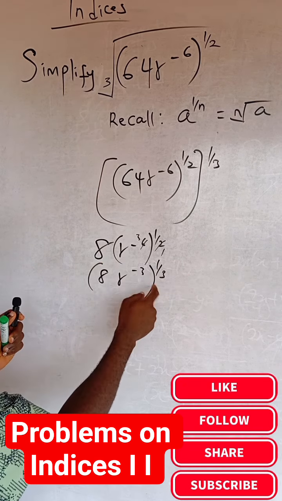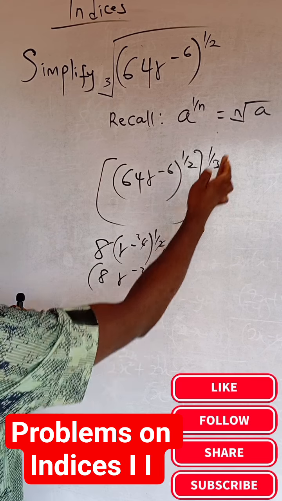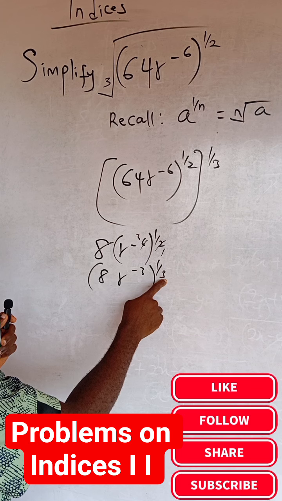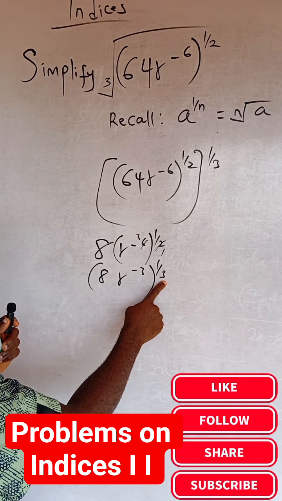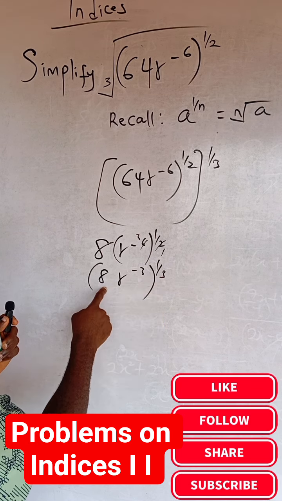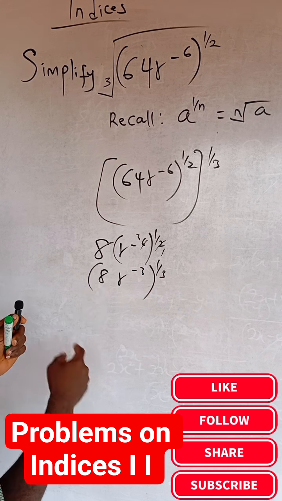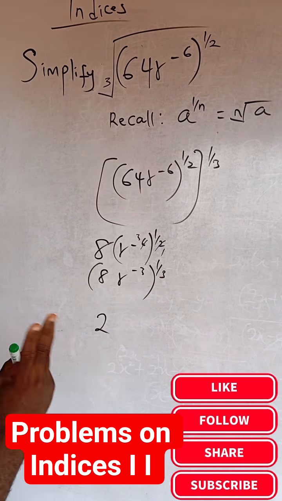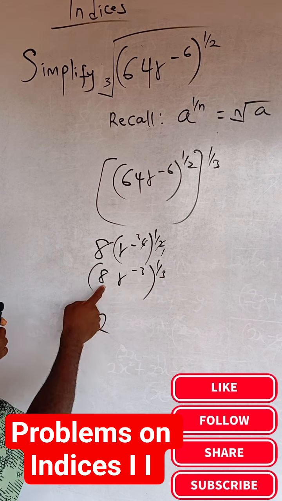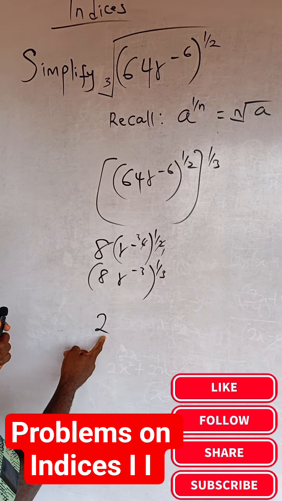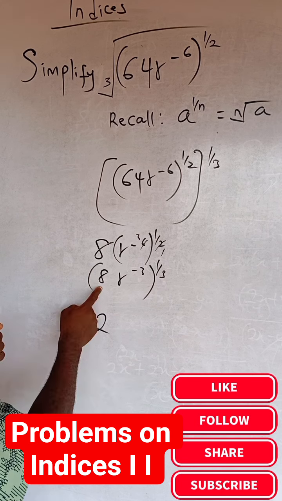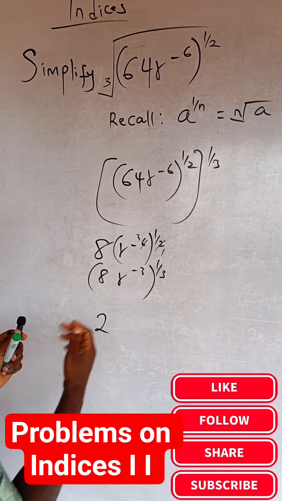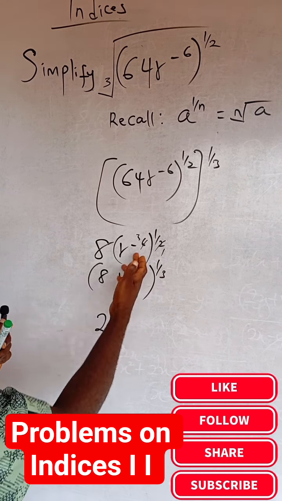Okay, fractional index again, which also means roots. So the denominator of our fraction here is 3. That means the cube root of 8, and the cube root of 8 is going to be 2. Cube root simply means what same value do you multiply 3 times to get the result. So it is 2: 2 times 2 times 2 gives you 8.